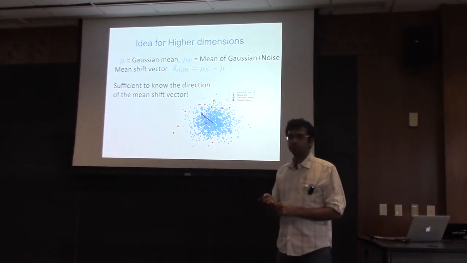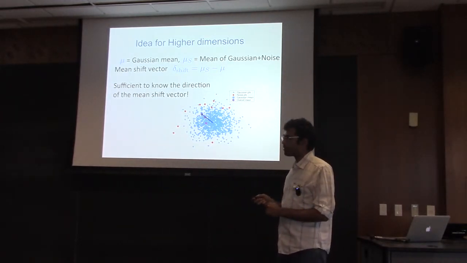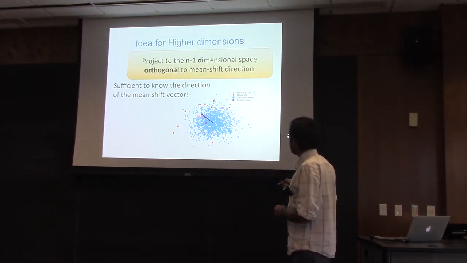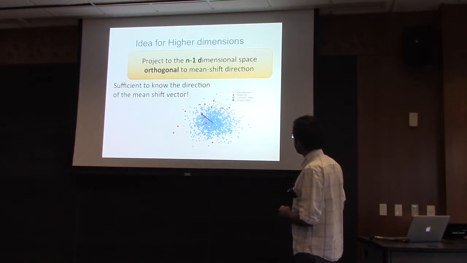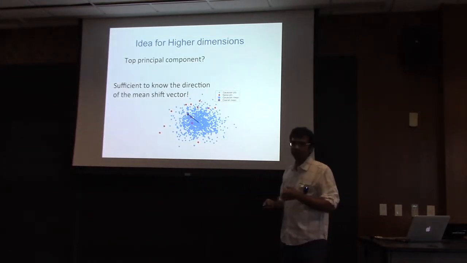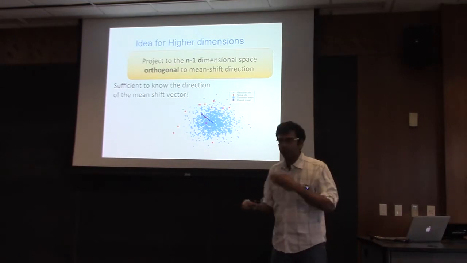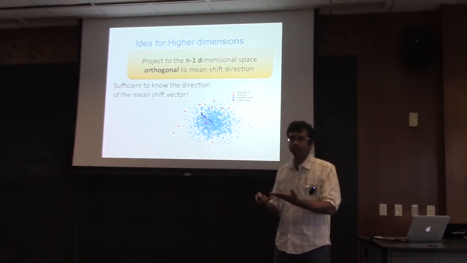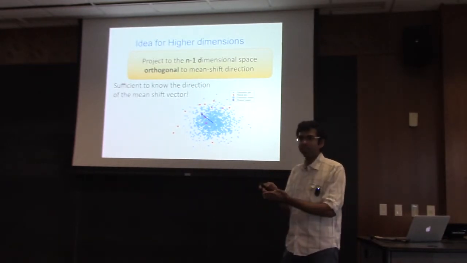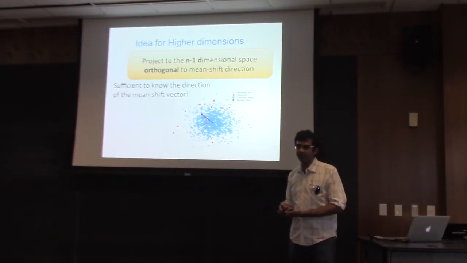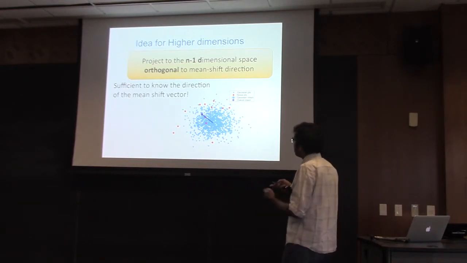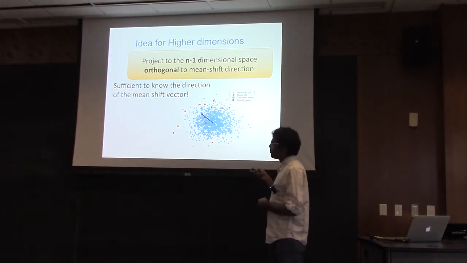Why? We can reduce it to one dimension by projecting all the points onto the n-1 dimensional space orthogonal to the mean shift direction. We know that there is no mean shift in this space, so we can just compute the sample mean, and that would work. And then we are only left with this direction. We can project everything onto one dimension and output the median. And we know that it does well. Error is eta sigma. So it's sufficient to know this direction.